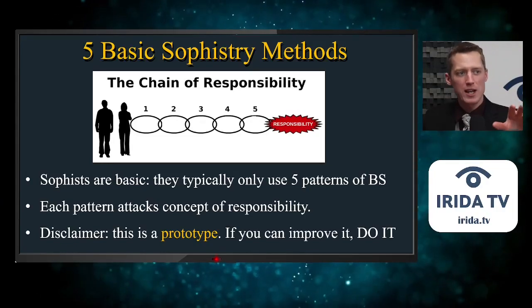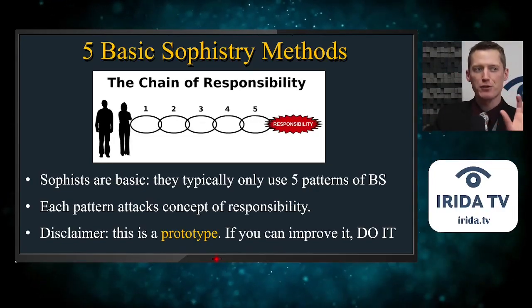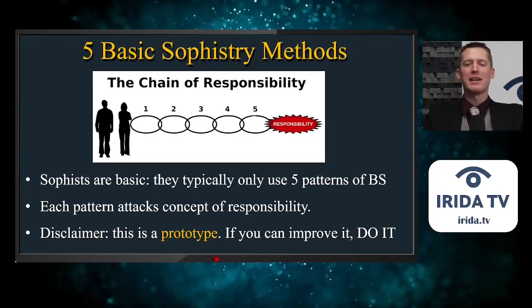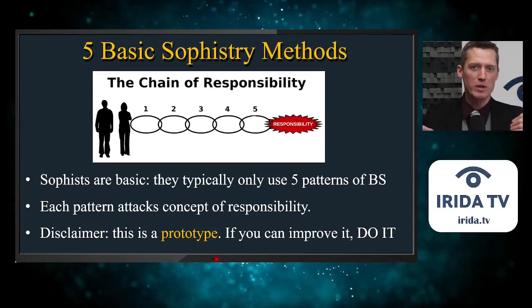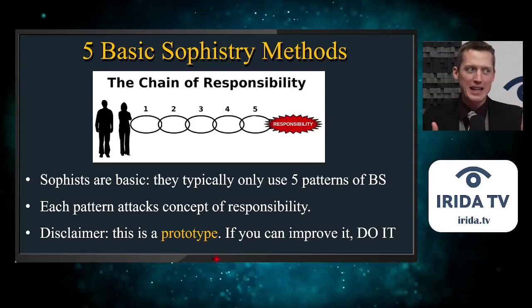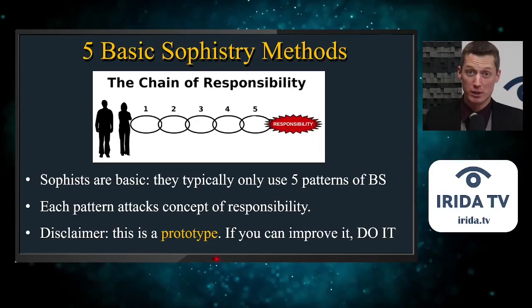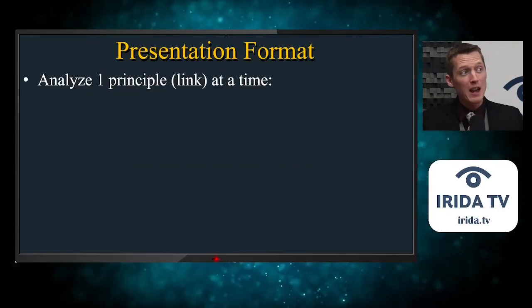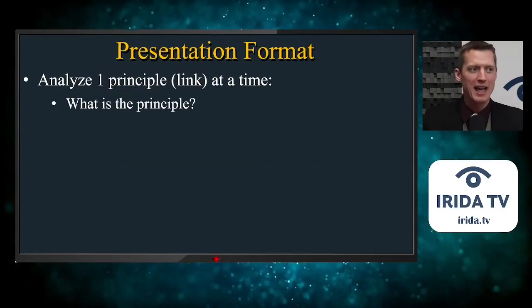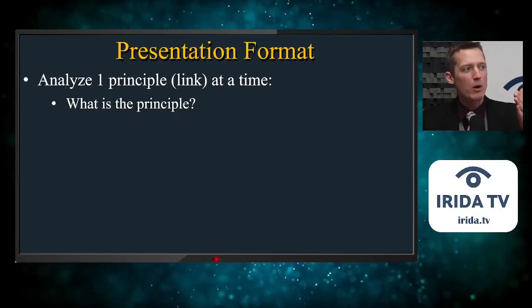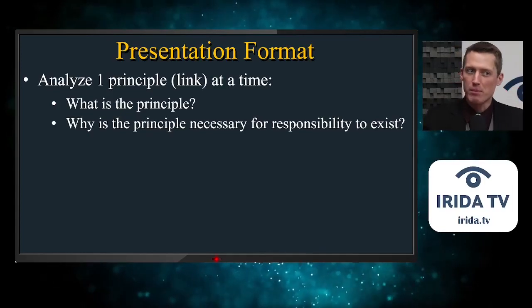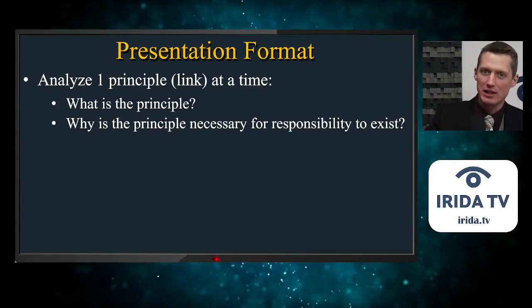And because we are chained to our responsibility, what the sophist tries to do is to break a link in order to have somebody not hold them accountable for the responsibility. So each of these links is going to contain a principle, and we're going to be looking at each one at a time. So we'll be analyzing one principle or link at a time, and we're going to be looking at what is the principle, and why that principle is necessary for responsibility to exist.